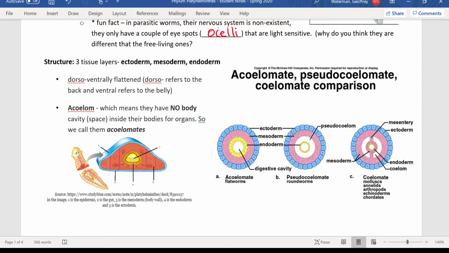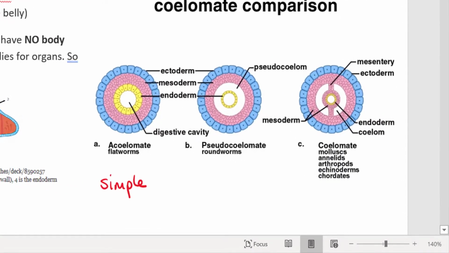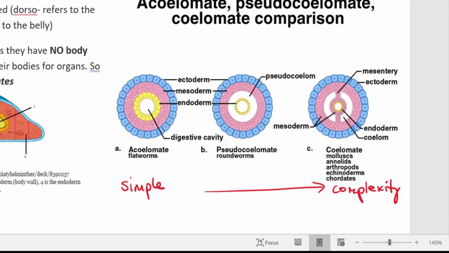I want you to bring your attention to this term right here called a coelom, which is a body cavity or space inside their bodies for organs. Platyhelminthes have none, and these are called acoelomates. Acoelomates are very simple, and as we move over in complexity, we get more and more space in between the organs and their endoderm. This is just like us. We have an abdominal cavity for all our different organs.